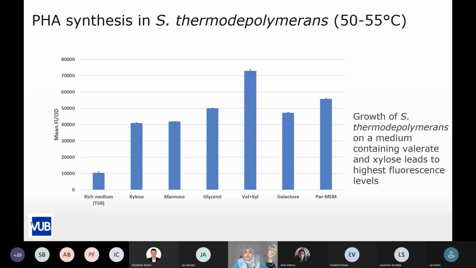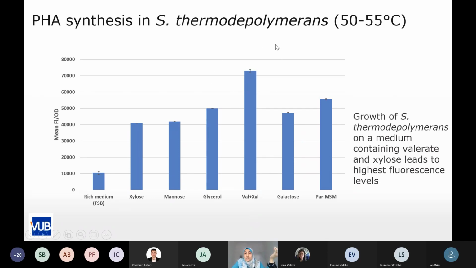Schlegelella can grow optimally between 50 to 55 degrees Celsius. As we can see here, when we used several carbon sources, it gave a high amount of fluorescence, also in comparison to Paracoccus denitrificans, my positive control. Not only this, but it can also grow on xylose, which can be present in agricultural wastes, and also glycerol, which is a waste from biodiesel production. So it's an interesting one.